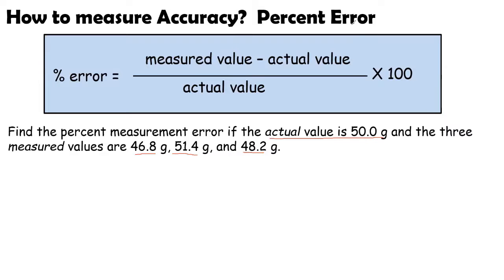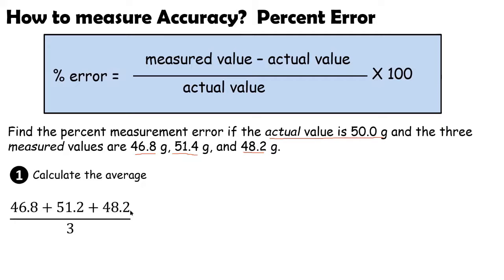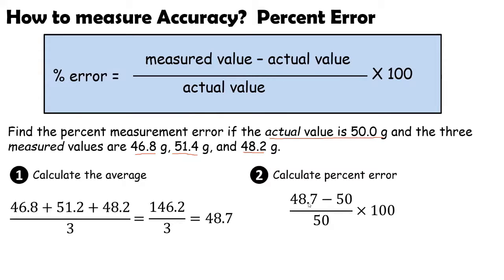So we take the average by simply adding up our 3 measurements and dividing by 3, since we made 3 measurements, okay? And that gives us an average of 48.7 grams. That's the value we're going to use as our measured value, or average measured value, in our percent error formula. So let's plug that in. 48.7 minus 50, remember 50 is our actual value, and then divided by that 50. Multiply by 100, and we get a percent error of negative 2.6%.